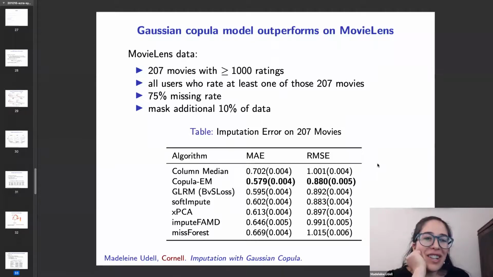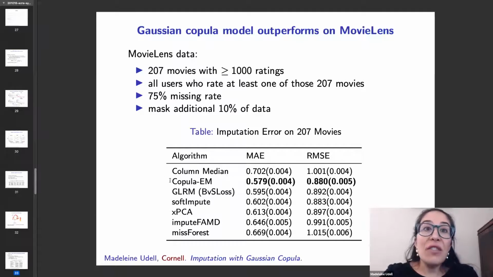So what we did is we restricted here to the 207 movies that have at least 1,000 ratings. So that's still a lot of movies. We picked all the users who rated at least one of those 207 movies, which means that we have some users who only rated one movie. This is the classic example where people like using low rank matrix completion. On the other hand, the data is clearly ordinal. The ratings are 1, 2, 3, 4, 5. So it's actually very strange to use low rank matrix completion and impute non-integer values, possibly even negative values, in this data set.